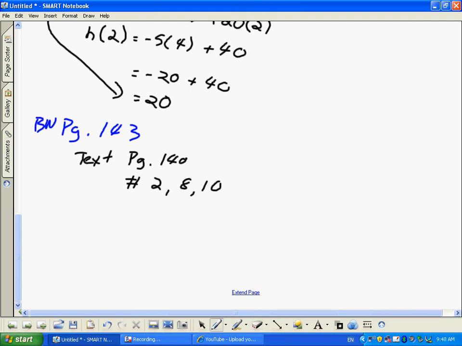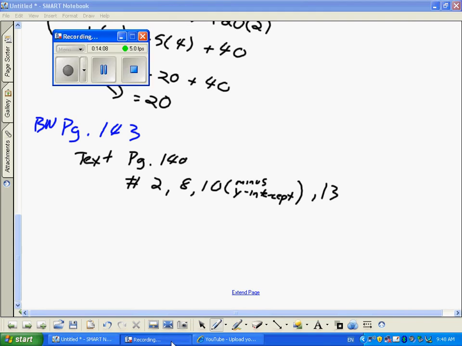except for the y-intercept. So if you look at question number 10, it's a table. You guys should be able to find everything except the y-intercept. I haven't shown you how to do that yet. So we'll say minus y-intercept, okay? So get that down. And table 13. Table 13 will be great too.